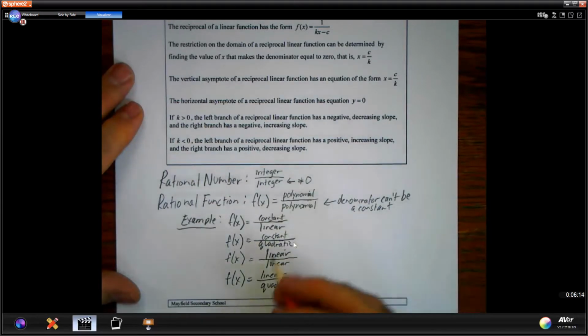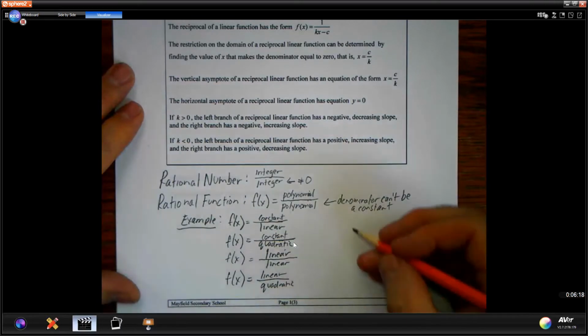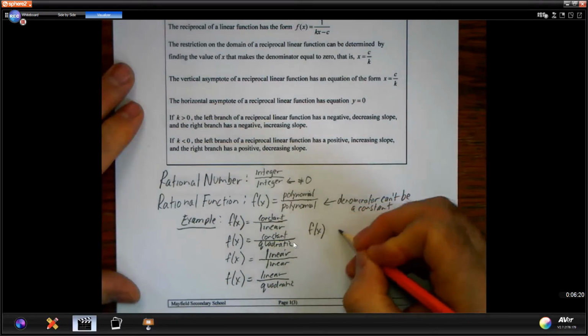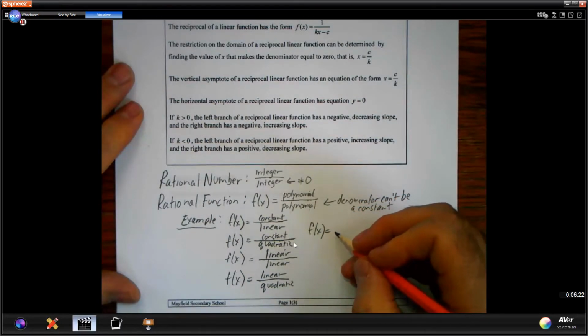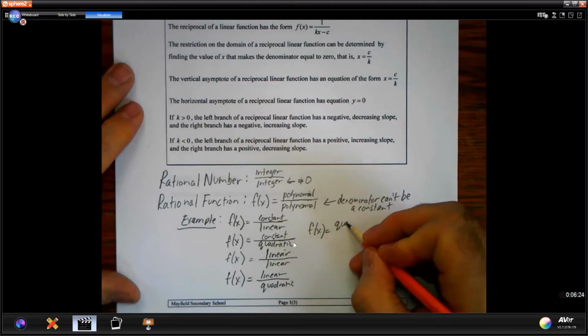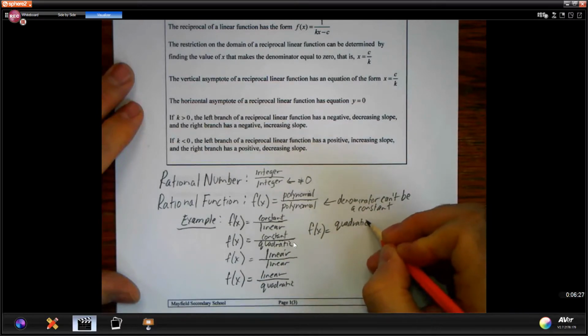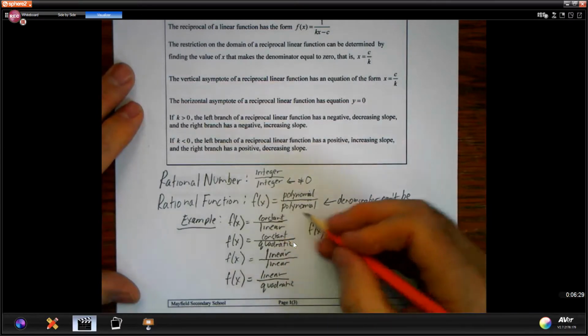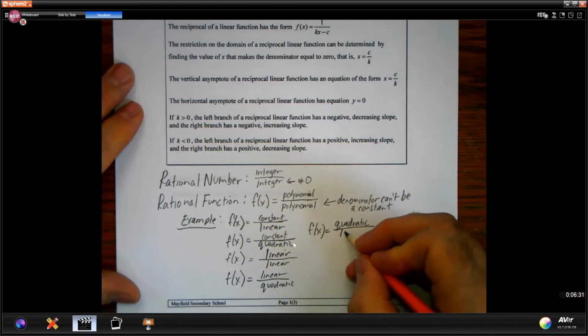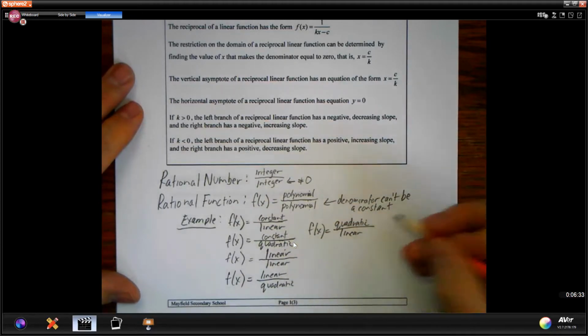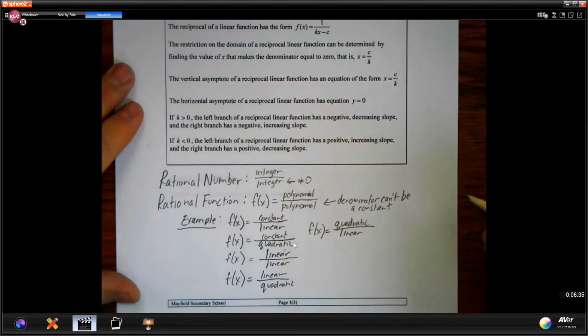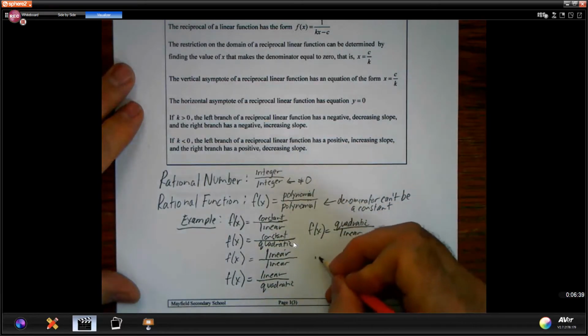So once I get here and I've used up all the constants, I could have linear over quadratic. I could also have quadratic over linear. So I don't have to have a higher degree on the bottom. I could have the higher degree on the top as well. I could have a cubic over linear. I could have a cubic over quadratic. The sky's the limit there. Okay, so lots of others.